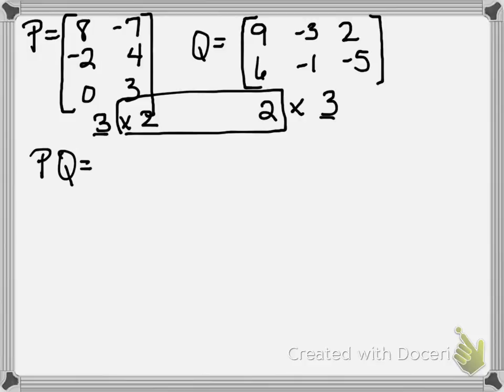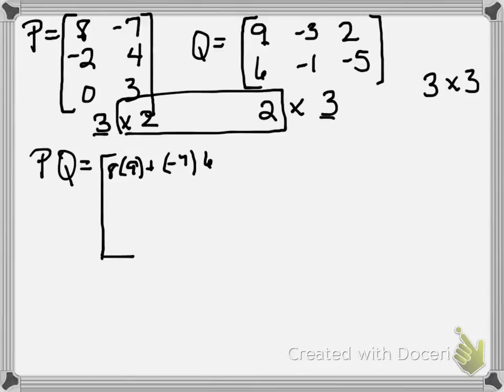If I have a 3 by 2, and I multiply it by a 2 by 3, my ending result will be a 3 by 3. So I take the first row, multiply it by the first column. So I want to do row by column, the first row times the first column. So I'm going to be multiplying the 8 by the 9. And then I'm going to add that to the -7 times the 6.